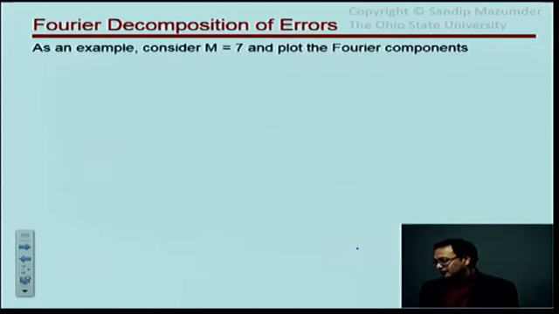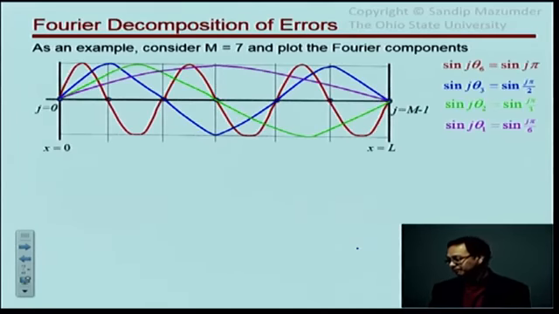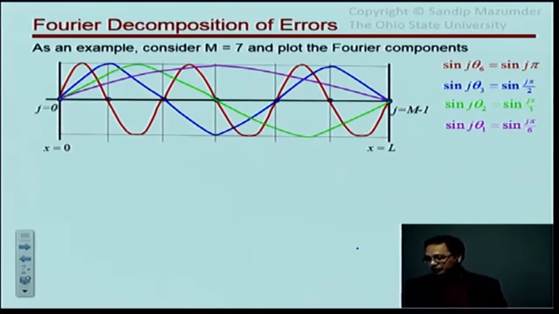So here is an example. This makes you understand the whole thing better. Suppose I have m equal to 7. So basically my number of grid points is 6. Okay, m equal to 7 means j going from 0 to m minus 1, or 7 actually. 0, 1, 2, 3, 4, 5, 6. So here is the nodal arrangement. You're going from 0 to 6. You can see those 7 nodes.